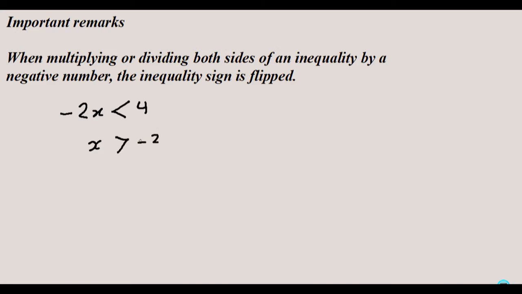And the reason is, well, look at this inequality. 3 is less than 4. But if you multiply both sides by a negative, consider -3 and -4. -3 is greater than -4. For this reason, remember to always flip the inequality sign if you divide or multiply both sides of the inequality by a negative.